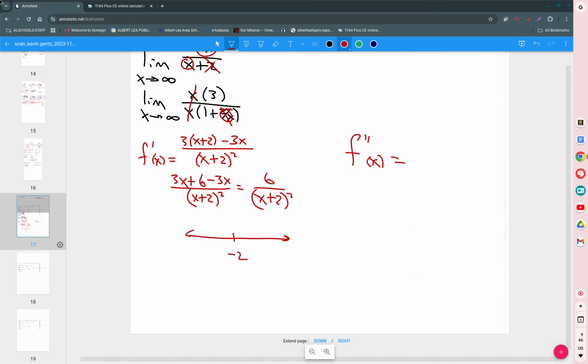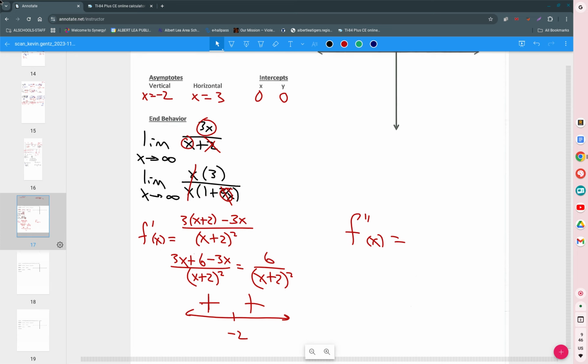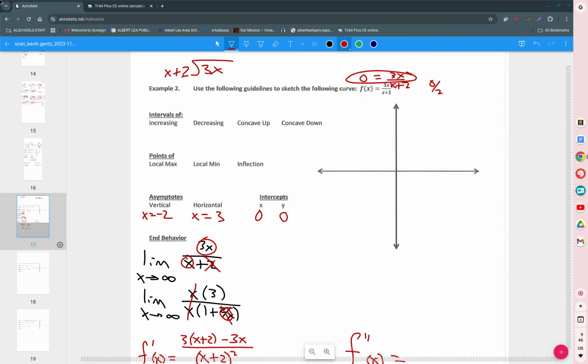And we are going to look at this and say the top is always positive, and the bottom is always positive, except for the one time it's equal to 0, right? But everybody agrees it's never negative. So therefore, positive over positive. What does this tell me about the function? The derivative is always above the x-axis. What does it tell me about the original function? If the derivative is always positive, then the original function is always on its way up. It's always increasing. It is never decreasing. That is what we know. So increasing, it's going to be from -infinity to -2, union -2 to infinity. Please do not say from -infinity to infinity, because -2 is not part of the domain.